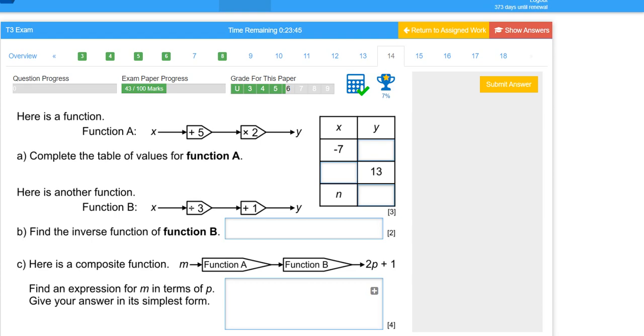First of all, I start off with function A. If I start with -7 and add 5, that gives me -2. If I double that, I get -4. That's the sort of question we did when we were looking at functions and finding inverse functions. Then over here is another one. We want to find the inverse function. I'm going to show you this one so we can have a play with that.